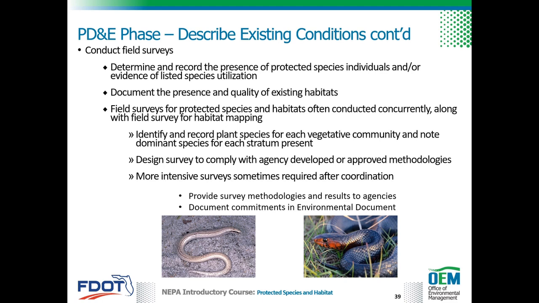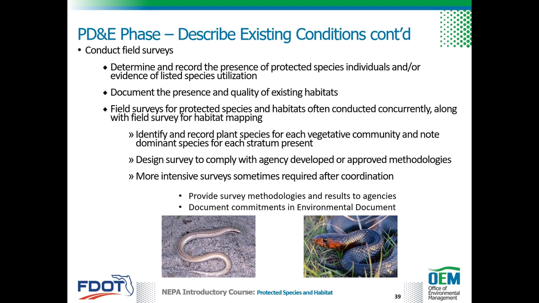It is recommended that field surveys for federally and state listed species and habitats, as well as otherwise protected species, be conducted concurrently. This survey is often conducted in tandem with field verification of habitat mapping. During this survey, plant species should be identified and recorded for each vegetative community and dominant species noted for each stratum present. For example, canopy, subcanopy, shrub, understory, and ground cover.